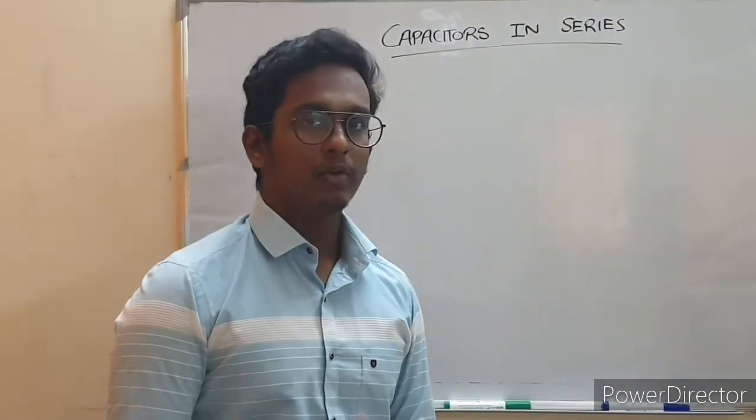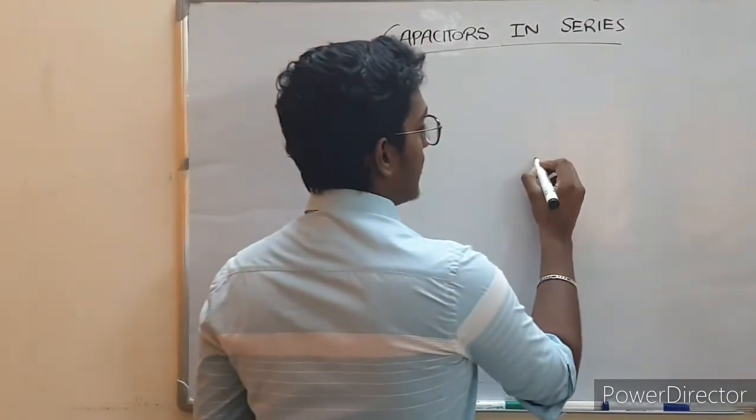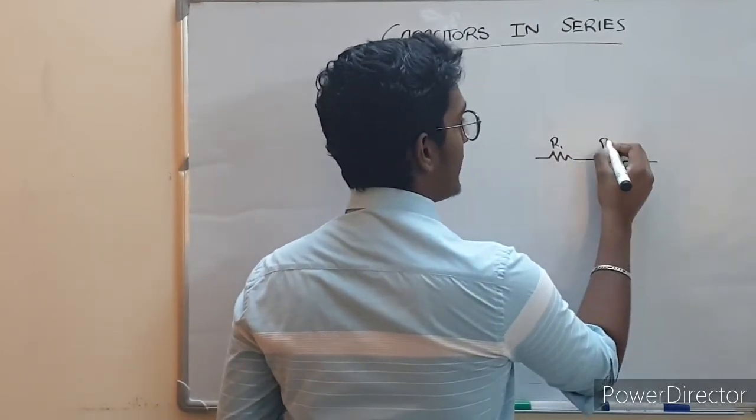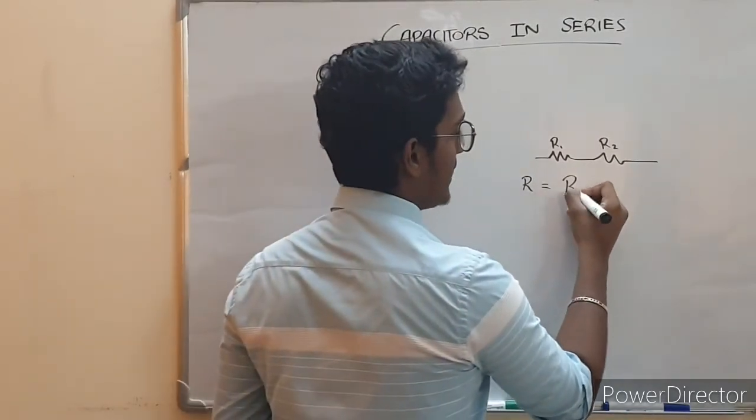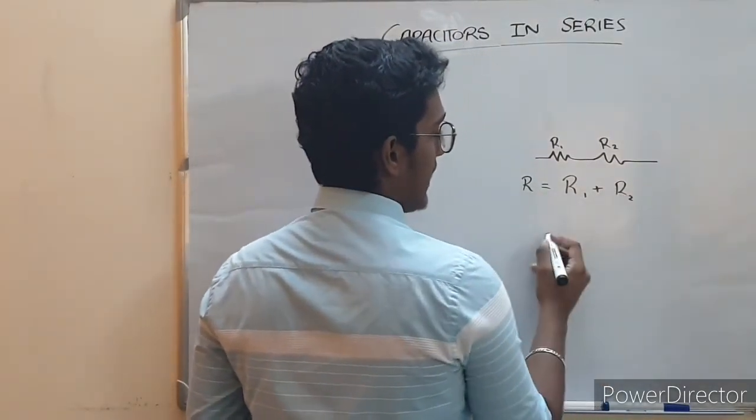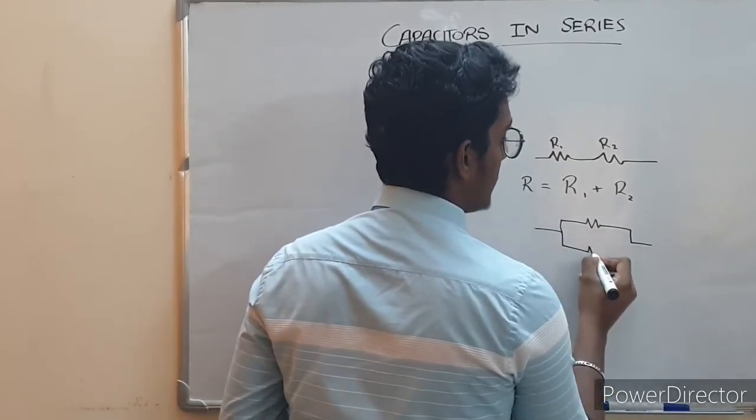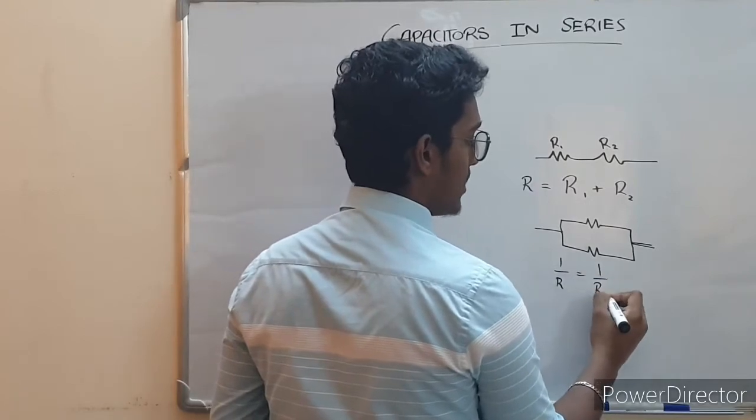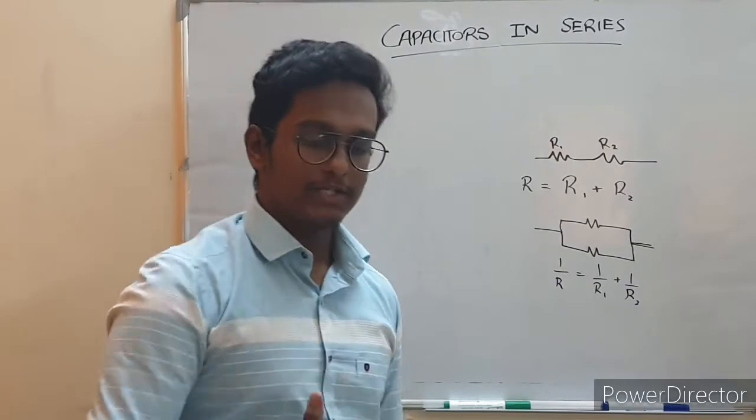Just like how you learned about resistors in series and parallel in grade 10. When you have resistors R1 and R2, the effective resistance in series is given by R1 plus R2. And for a parallel circuit, it was given by 1 by R equals 1 by R1 plus 1 by R2. In the case of capacitance, it's just the opposite.